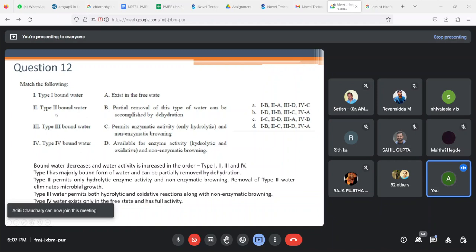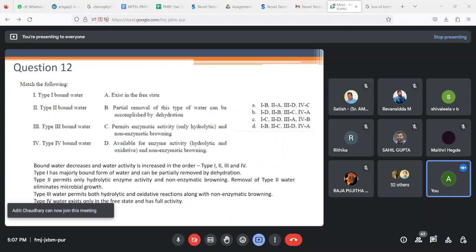Is this clear? Yes. And type 3 has a little more free water present. So since more water is available, this will be available for both hydrolytic and oxidative enzymatic activity and non-enzymatic browning. So if you take a human tissue or a meat tissue or anything, type 3 bound water is what is majorly present. After you remove type 3 bound water, you will have to remove type 2 bound water also. Then only you will be able to store these food products.